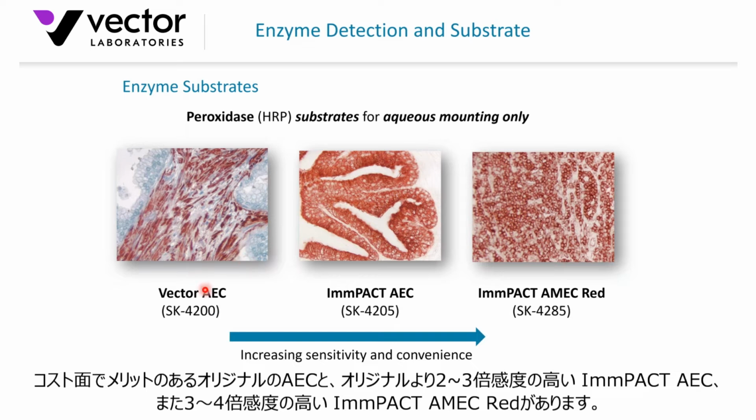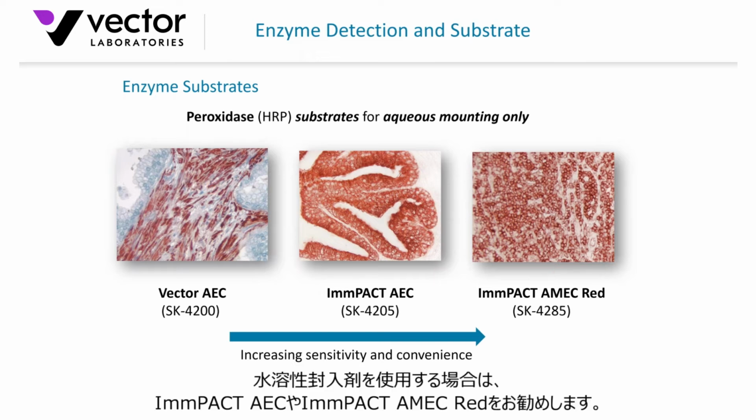It gives you a lot more working solution than some of these others, but some of these others are more sensitive. I'd say Impact AEC is probably about 2 to 3 times more sensitive than the original, and then the Impact AMEC Red is around 3 to 4-fold more sensitive than the original as well. So again, bear in mind sensitivity. If aqueous-based media is a way to go for you, and certainly convenience as well, you could certainly have a look at either the Impact or the Impact AMEC Red.